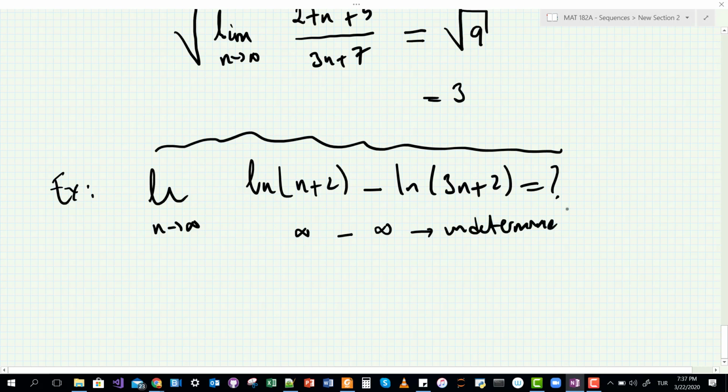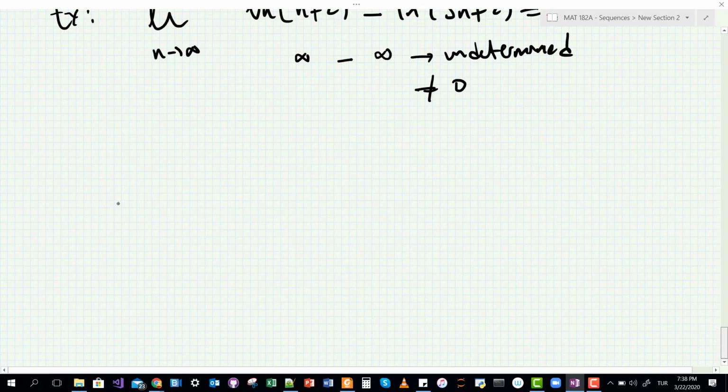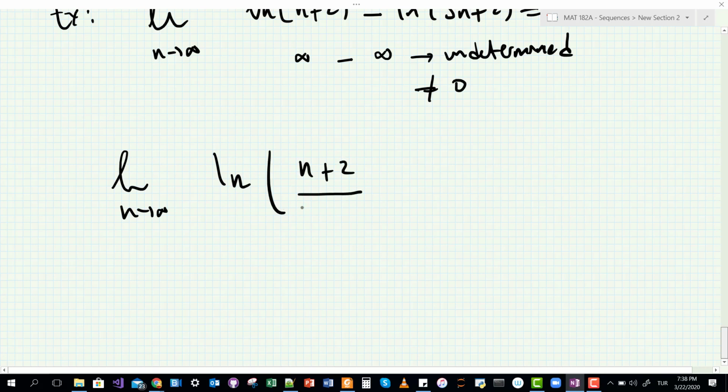Undetermined. And it is not going to be 0, guys. It is not 0. Please don't do that. Don't say it is 0. What am I going to do then? First of all, I have a couple of features of the ln function I can use. So I know that I can write this in this way: ln of (n plus 2) over (3n plus 2). Great. The next step is to try the limit again.